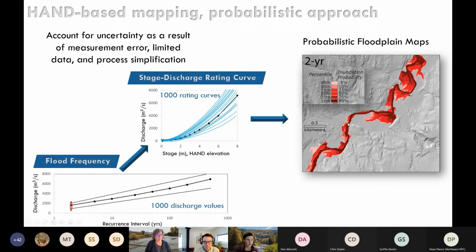Areas that are dark red have a really high probability of inundation during a 2-year flood. And as you move out in terms of lighter colors towards these pinks, we are communicating that these are areas that may or may not be wet with decreasing levels of certainty.